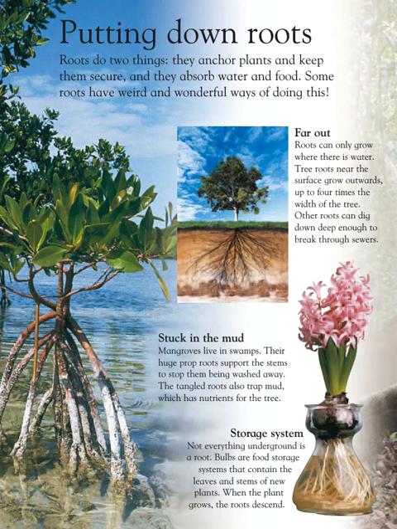Putting down roots. You see the roots on the different plants on this page? Roots do two things. They anchor plants. That means keep them stuck where they're supposed to be growing, and keep them secure, and they absorb water and food. So they anchor them and keep them secure, which means to keep them in place from falling over or blowing away, and they absorb water and food. Some roots have weird and wonderful ways of doing this.